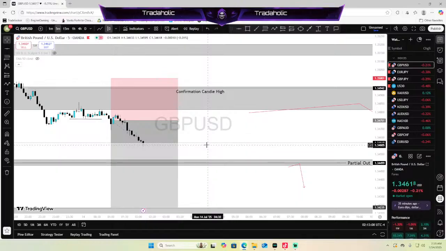The thing with me is there are so many levels. Do you know which ones are important levels? The important levels are the highs and the lows. Anything in between those highs and lows are minor levels.